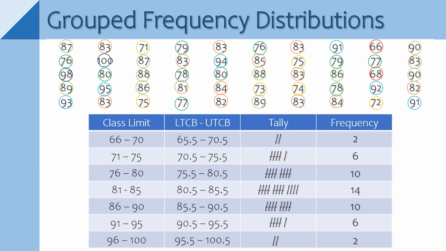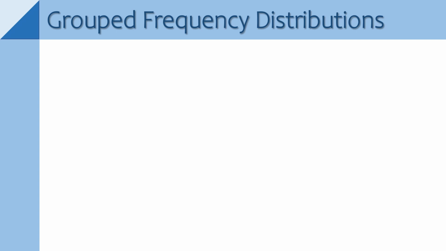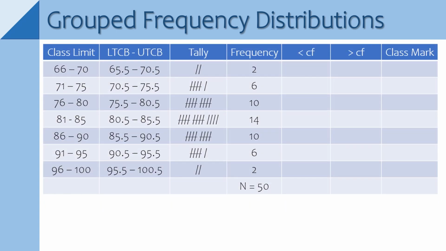Okay, so we're not yet done. Okay, so let's proceed or let's move on. Okay, so in order to complete the table, under the frequency, get the summation of 2 plus 6 plus 10 plus 14 plus 10 plus 6 plus 2. So we will have the result of 50.